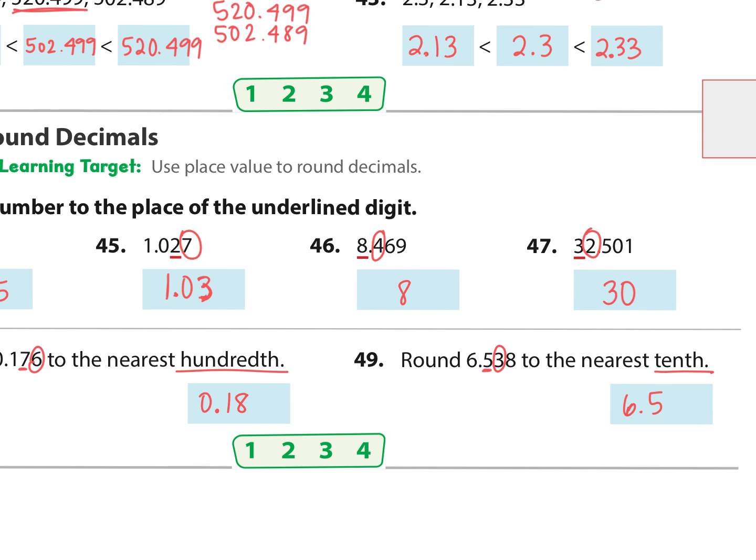If I did it down here, writing this number to the nearest hundredth, the digit that's last should be in the hundredths place, not the thousandths place. I'm not rounding to the thousandths. So I don't want to have a 0 in the thousandths place. I want my last digit to be in whatever place I'm rounding to. Very good question. Okay.